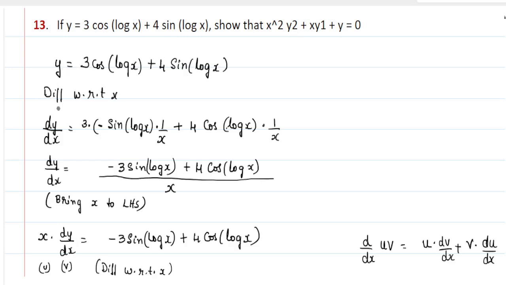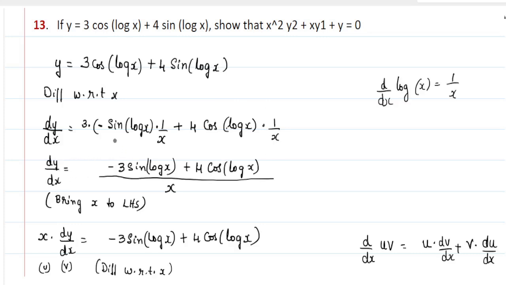Differentiate this equation with respect to x. So what is dy by dx? 3 into differentiation of cos of log x is minus sin of log x, and again differentiation of log x is 1 by x, plus 4 into differentiation of sin log x is cos log x, and again differentiation of log x is 1 by x.